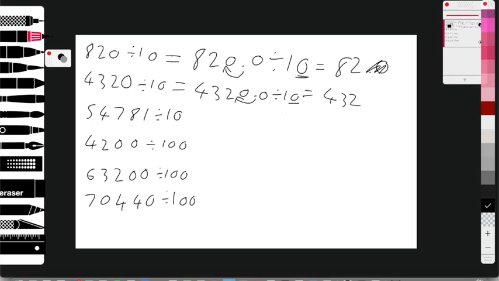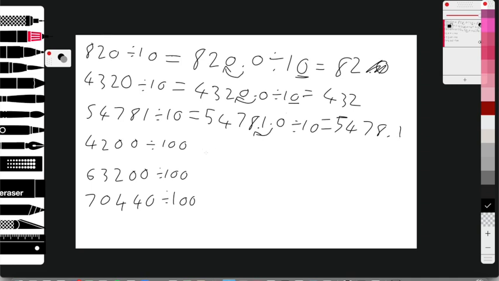Now, this is where it gets a bit tricky. We see 54,781, or 54,781.0 divided by 10. Now there's 1 zero, so we move the decimal place once to the left, so it belongs here now. But that doesn't give us a whole number, it gives us a decimal now: 5,478.1, which is a decimal, which isn't a full number.